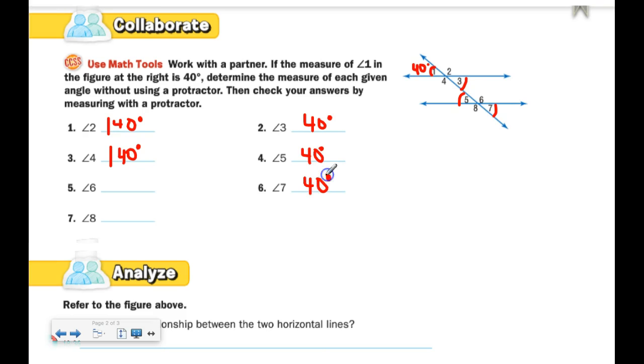Okay? So, as long as you know that, you are able to find the other two. Angle 6, based on the fact that it's supplementary to angle 5, should be 140. And angle 8, based on the fact that it is either vertical to angle 6 or supplementary to angle 5, is also 140 degrees. And there you have it. If you need to review that, go ahead.